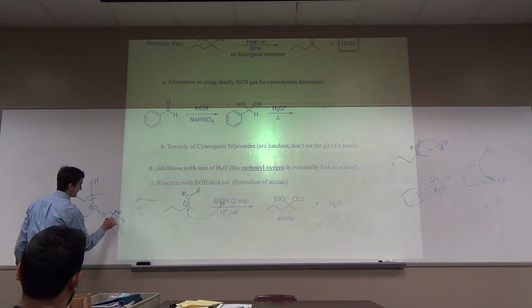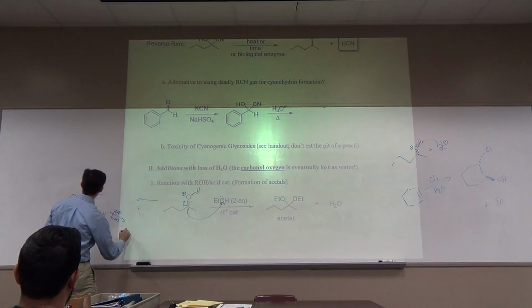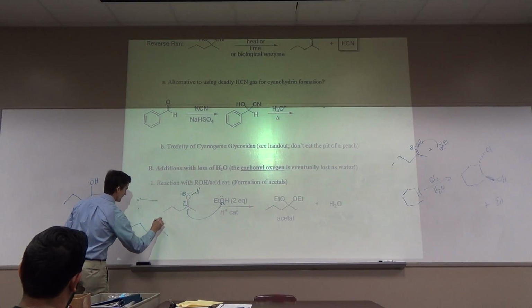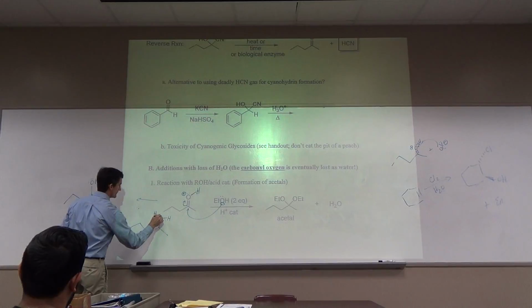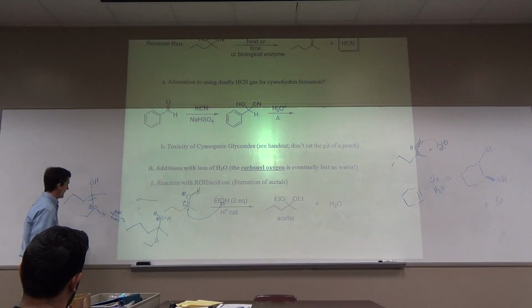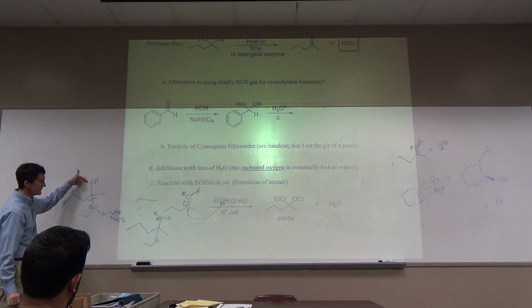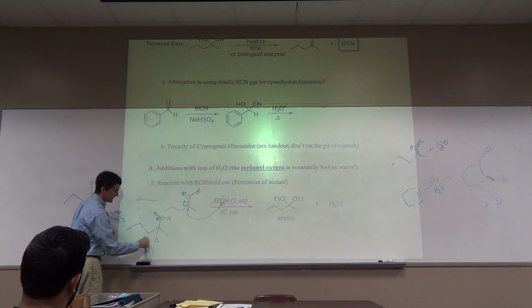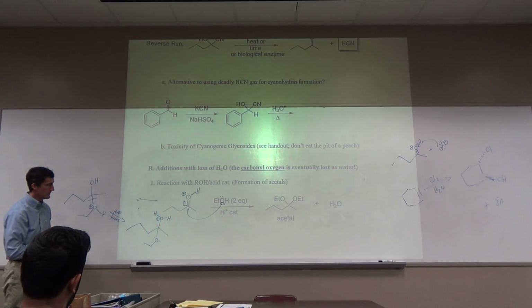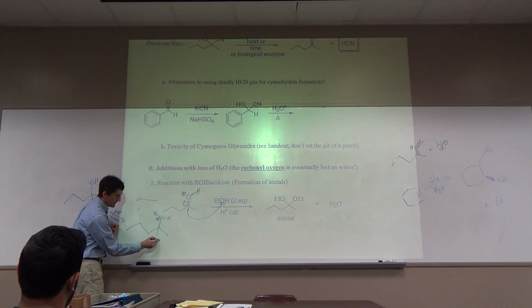H plus transfer. Why does the proton get to sit on that oxygen? Why not sit on this one? Leave the lone pair behind. We're only transferring the H plus, the H nucleus, to one of those lone pairs. Lone pair left behind. We get to this structure here. What next? We have a lone pair here. Anytime you have a lone pair, make pi bond, kick off leaving group.